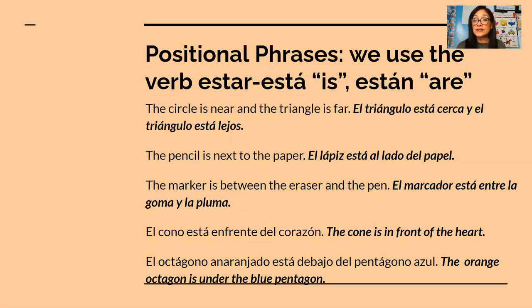The circle is near and the triangle is far. El triángulo está cerca, this is a typo, it should be: el círculo está cerca y el triángulo está lejos.